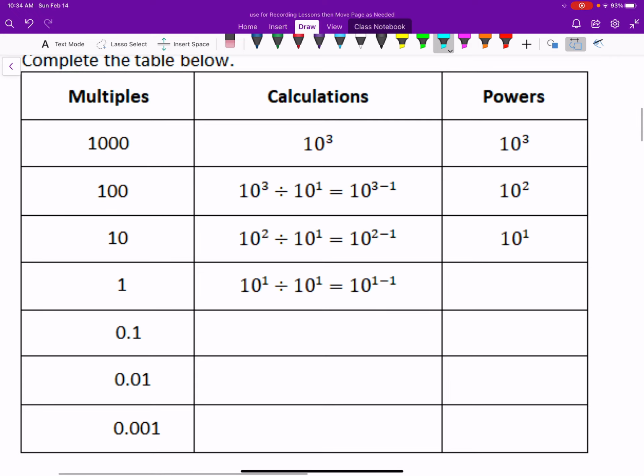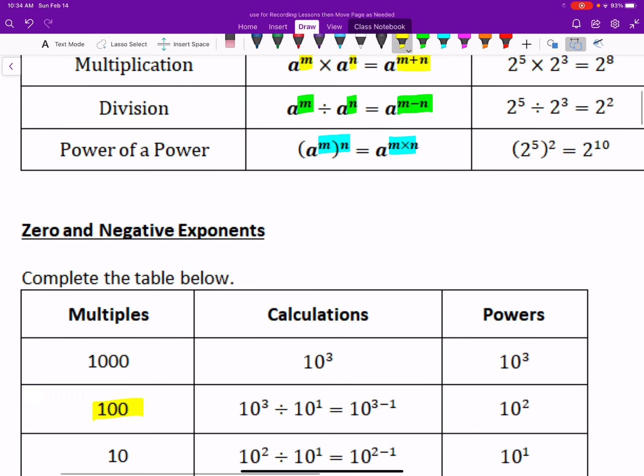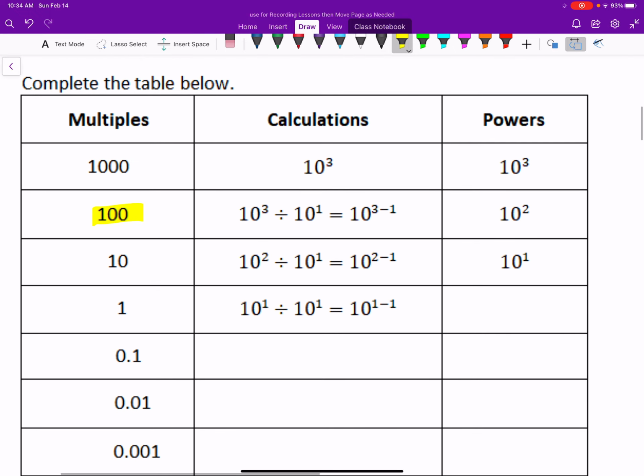So let's just consider this pattern going on here. If we've got the number 1,000, we could write it as 10 to the 3, right? If we have the number 100, we could think of it using our division exponent law as 1,000 divided by 10. So 10 to the 3 is 1,000. We know that 1,000 divided by 10 equals 100. But we could also use our exponent laws. We know that 10 to the 3 divided by 10 to the 1, we could just subtract the exponents and we get 10 to the 2.